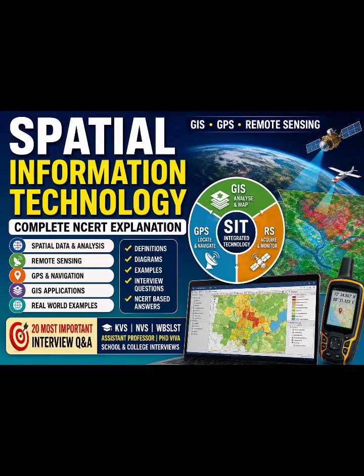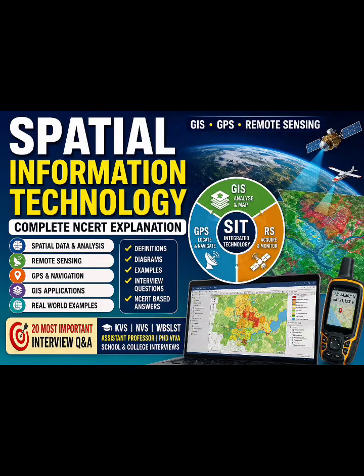Next question, why has spatial information technology become indispensable in modern geography? So spatial information technology has become indispensable because it enables accurate data collection, efficient storage, spatial analysis and scientific decision making. It helps geographers understand spatial patterns, monitor environmental changes and prepare sustainable development plans.